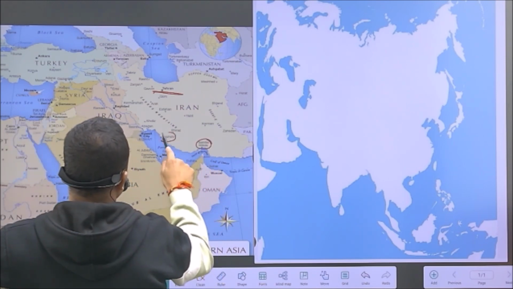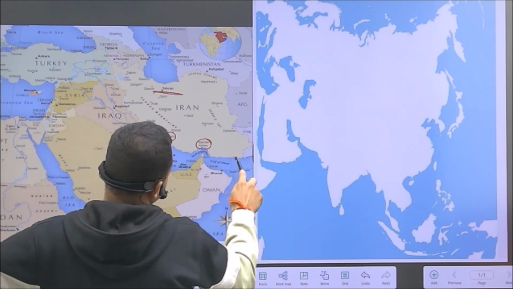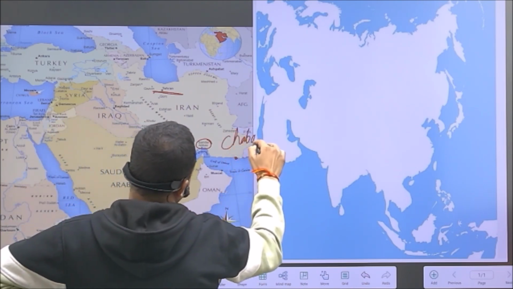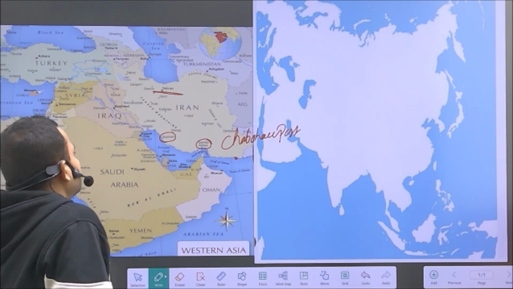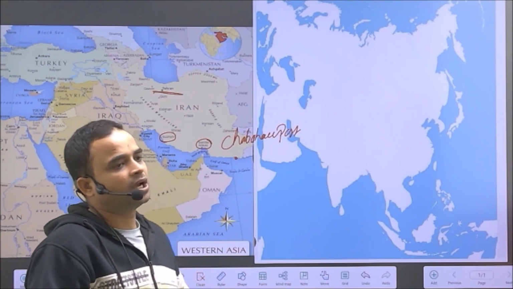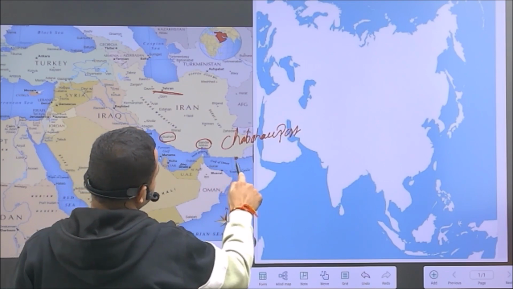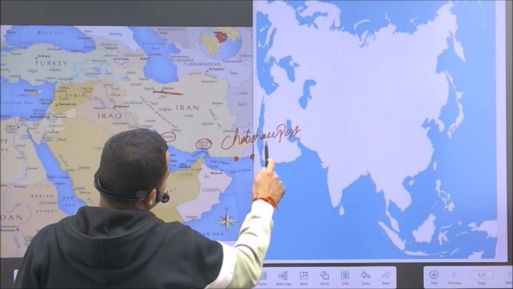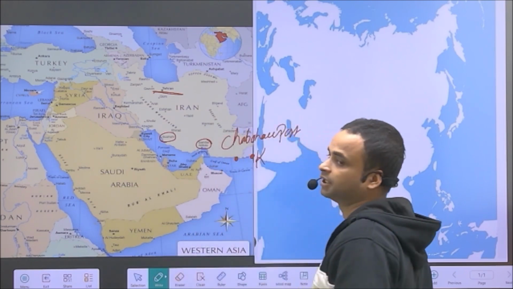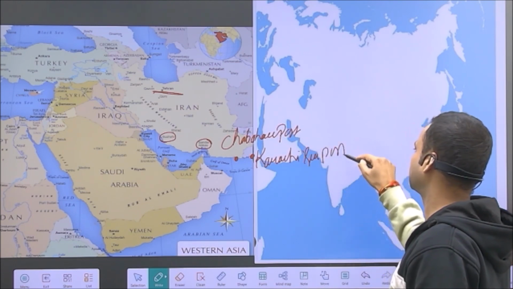Bandar Abbas and Bushehr are both seaports of Iran, and here Chabahar port is situated. Between India and Iran, one agreement was signed for the development of Chabahar port. I will discuss it when I discuss international relations between India and Iran. It has strategic importance because it is near Karachi seaport, which is situated in Pakistan.